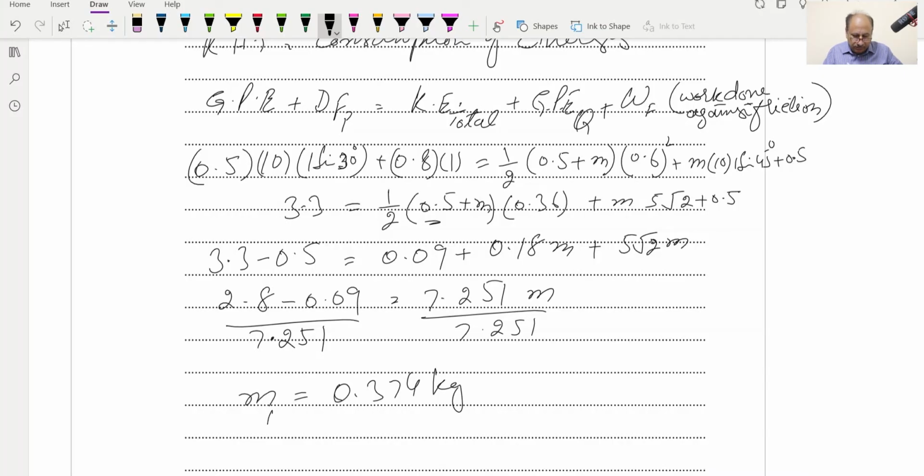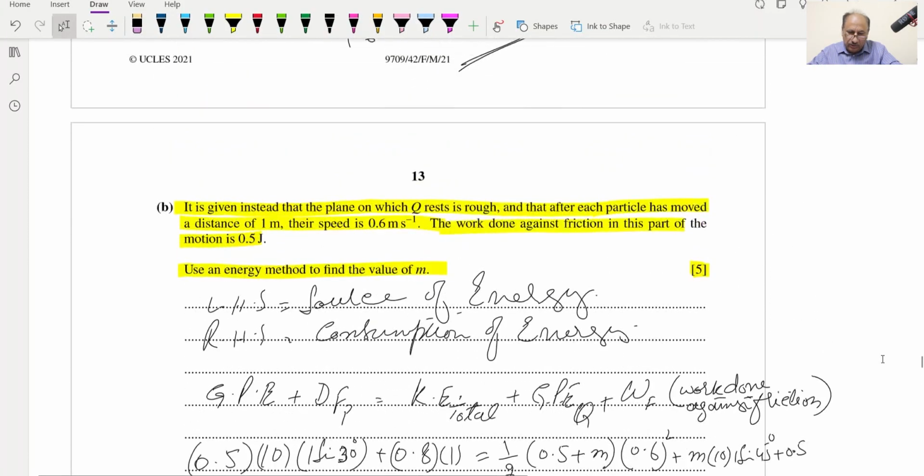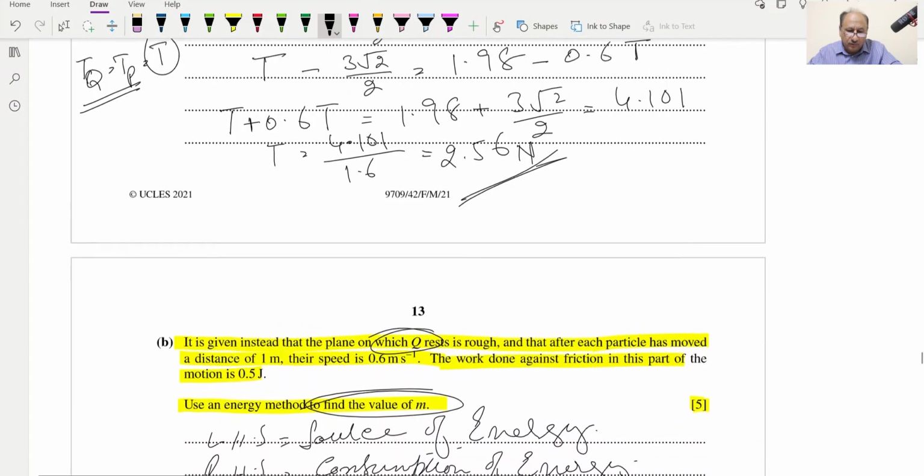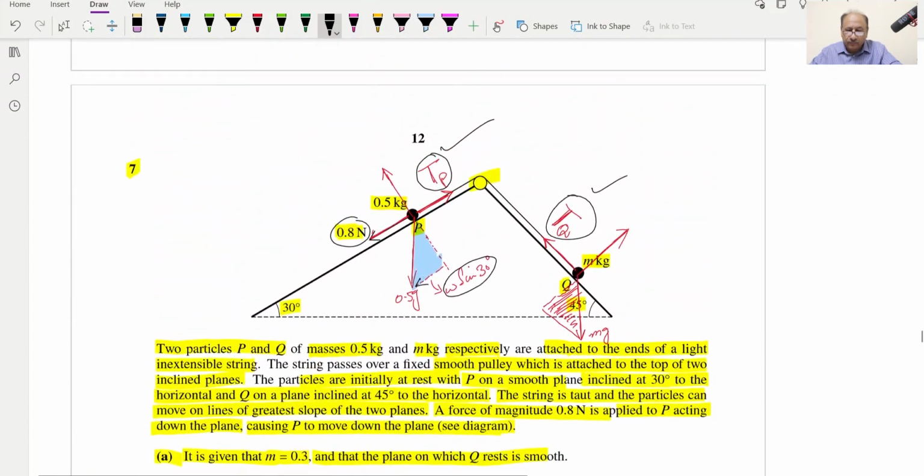This will be the mass of Q, which we were supposed to find, and we are done with this one. Use energy method to find the value of m. For Q we have found it. We are done with the question.